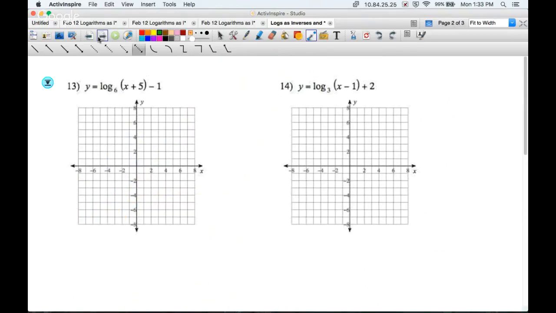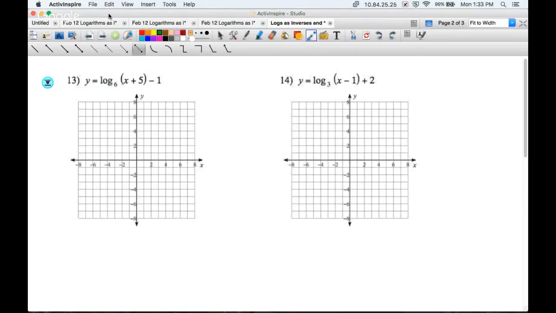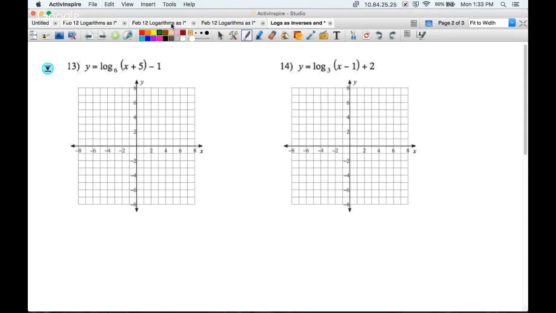Let's skip 12. We'll go to number 13, practice that same process. So I need to first find the inverse of this. So I'll have x equals log base 6 of y plus 5, minus 1. Swapping the x and the y. Now solving for y, I can add 1 to both sides. I've got x plus 1 equals log base 6 of y plus 5.